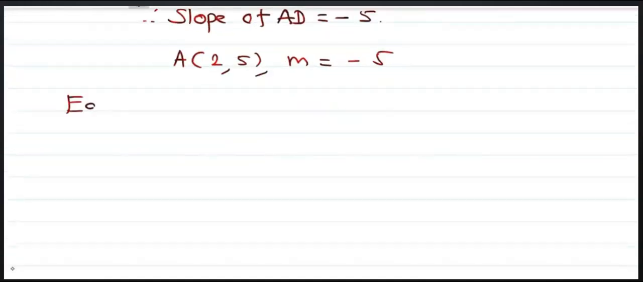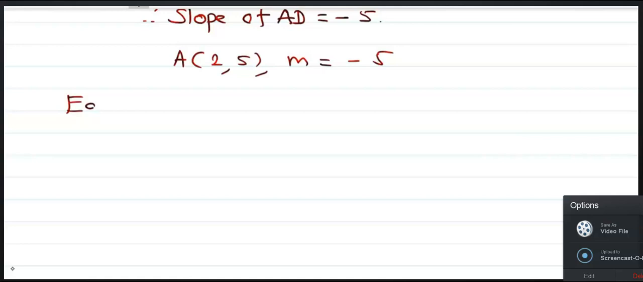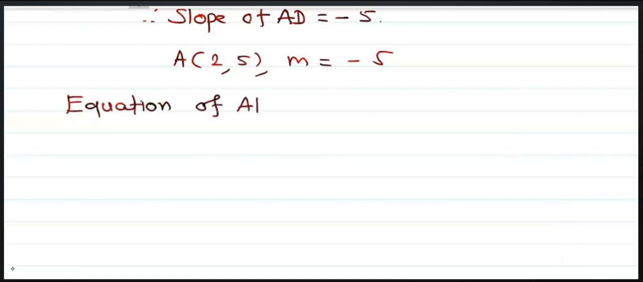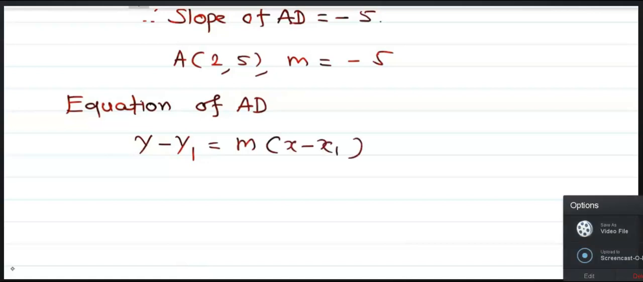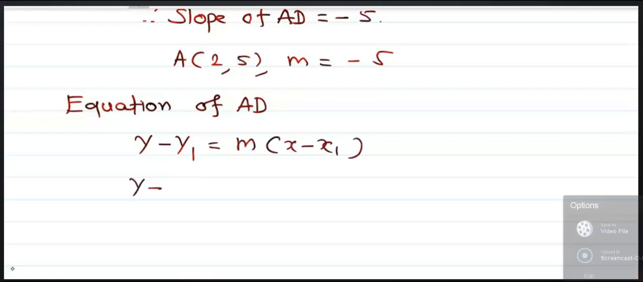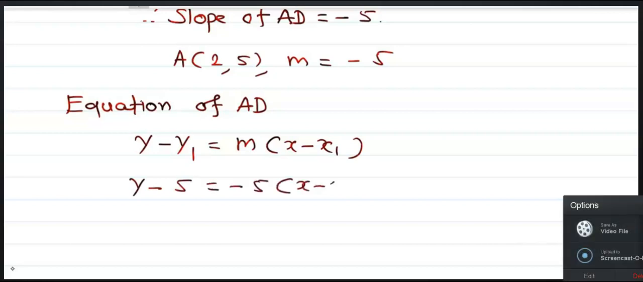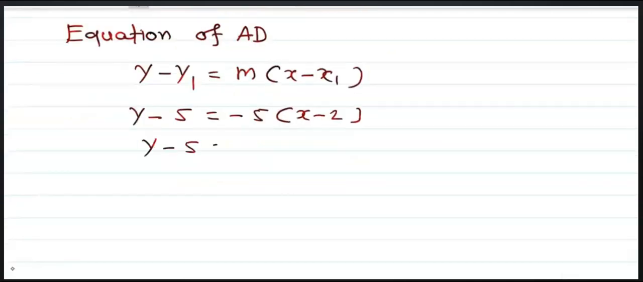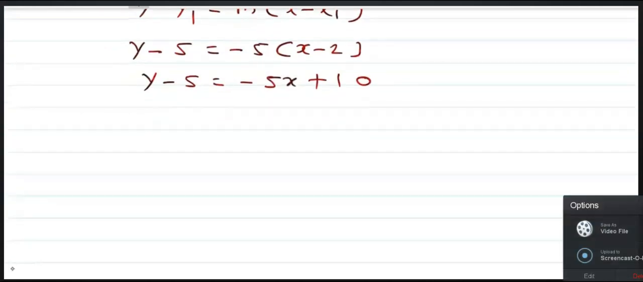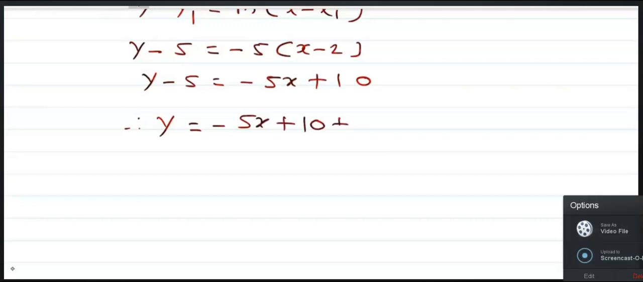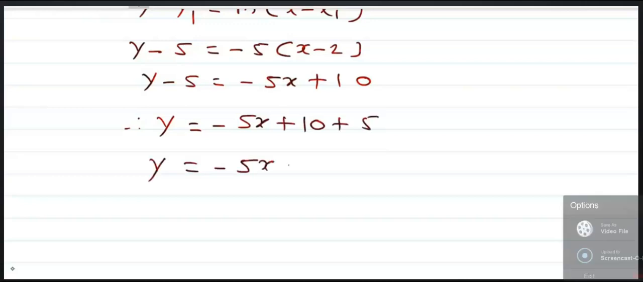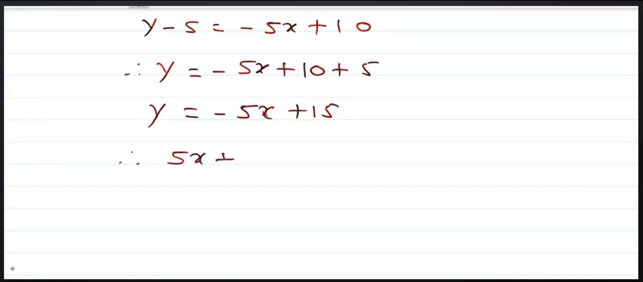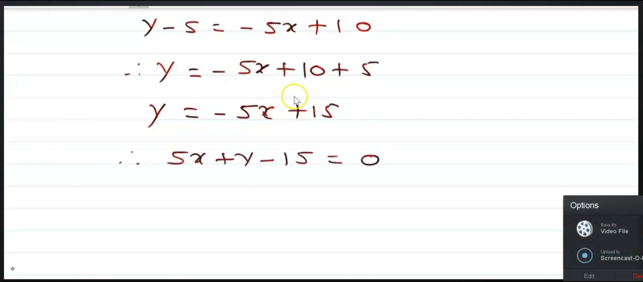Now the point A, whose coordinates are 2 and 5, and m is equal to minus 5. Therefore, the equation of AD, y minus y1 is equal to m in bracket x minus x1. Therefore, y minus 5 is equal to minus 5 in bracket x minus 2. Therefore, y minus 5 is equal to minus 5x plus 10. That's why y is equal to minus 5x plus 10 plus 5. And this is the equation of the first altitude. y is equal to minus 5x plus 15, or 5x plus y minus 15 is equal to 0.